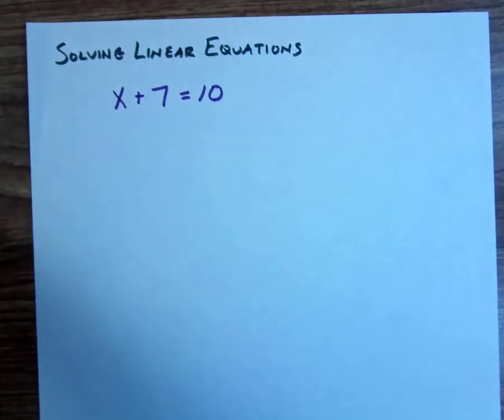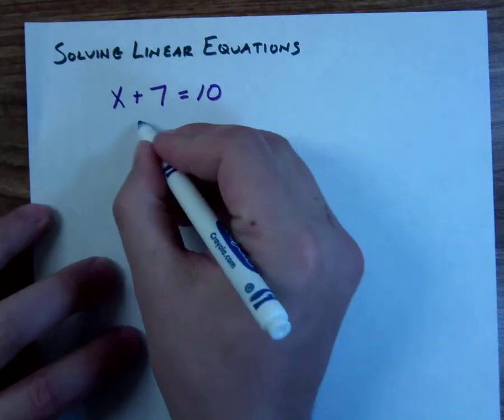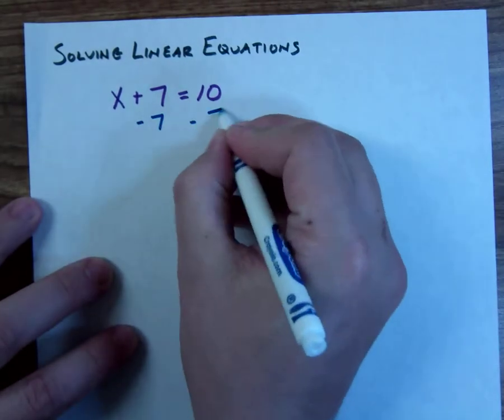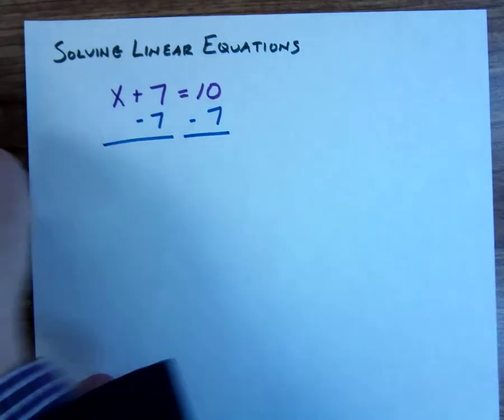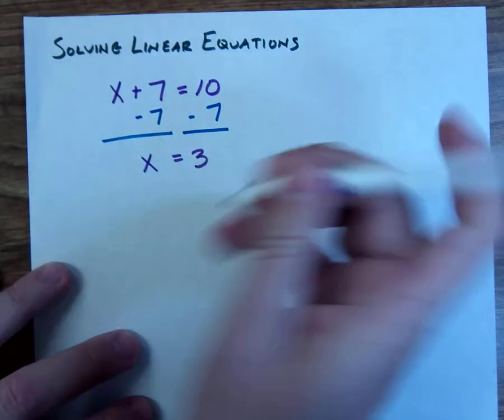Okay, how do I solve that? Yeah, I just subtract 7 on both sides of this equation. And there we go. X equals 3. Okay, that one's pretty basic.